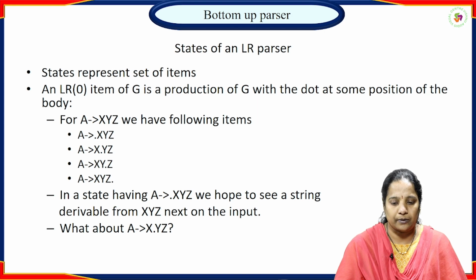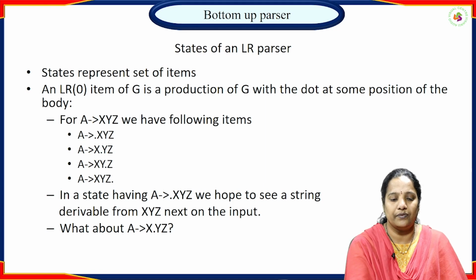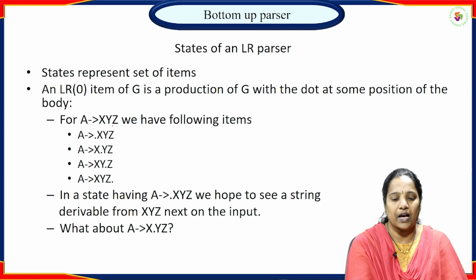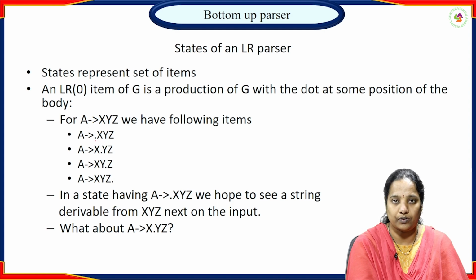When we want to construct the items of the given grammar, first we need to keep the dot at some position on the right-hand side of the given production. For example, if we have a production A tends to XYZ, capital A tends to capital X, capital Y and capital Z, then for that we have the following set of items. The first one is A tends to dot XYZ, which means we keep the dot starting from the leftmost end.